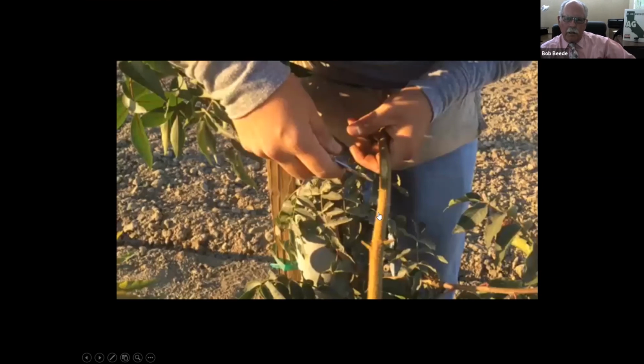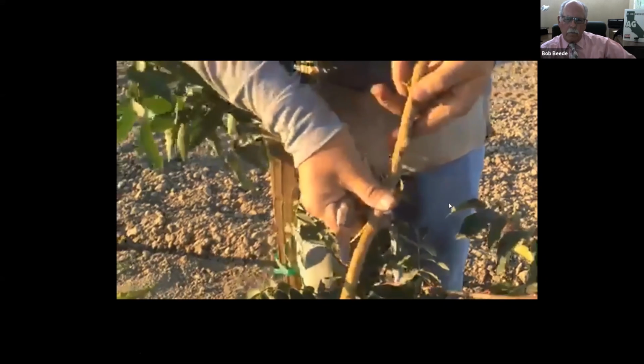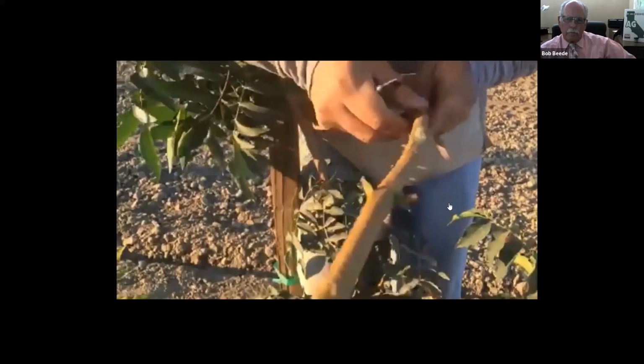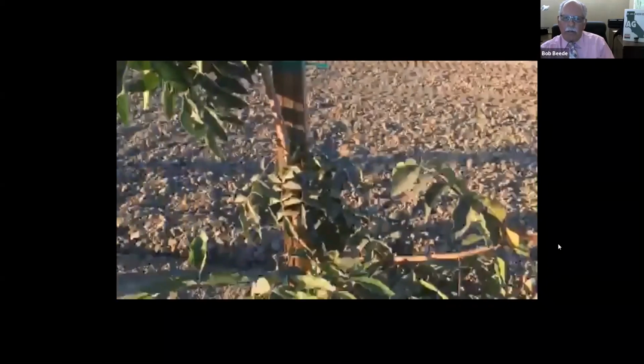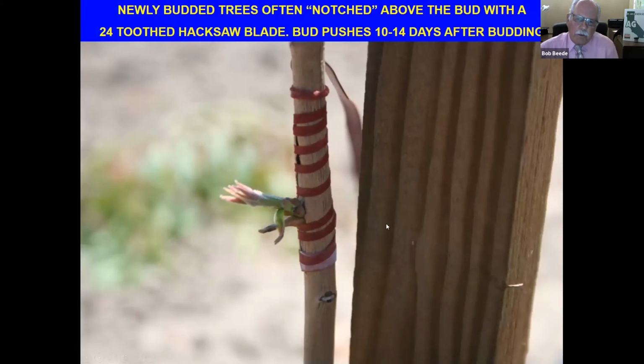Here's a bud stick, and here is the budder, and watch him successfully bud a tree in 15 seconds. So that shows how the budder buds it.